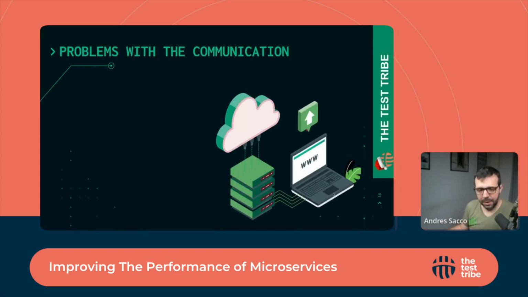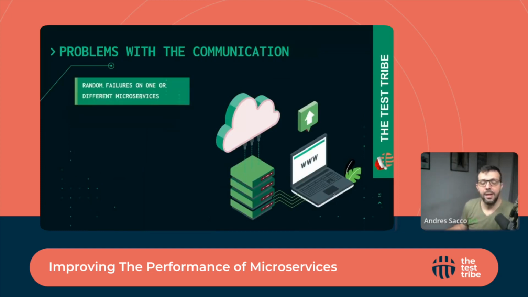The last problem is problems with the communications. So you have random failures on one or different microservices. Could be in the middle of the entire flow. It's not like, oh, in the first request that I do, something failed. No, it could fail in any part.